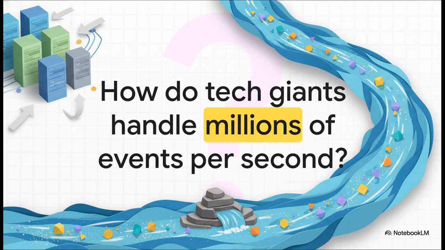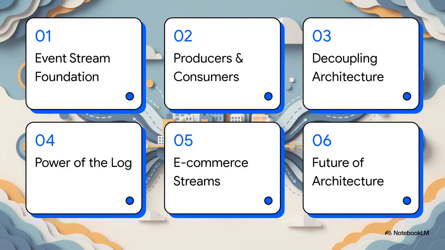We have to stop thinking of data as this static collection of records just sitting in a database waiting around to be queried. Instead, we need to start picturing data as a flowing river. You know, a continuous, never-ending stream of events. To unpack the secret behind this massive scalability, we've got a 6-step roadmap today.